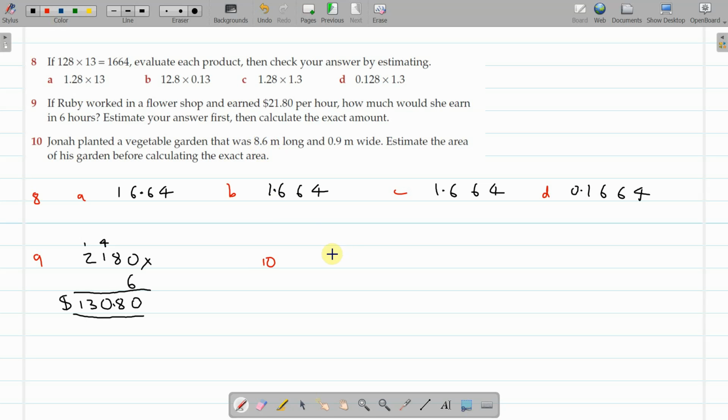Okay, let's do it. Take out the decimal point. Times 9. 9 sixes are 54. 9 eights are 72 plus 5 is 77. And we've got 1, 2 decimal places. 7.74, which is a little bit less than 8.